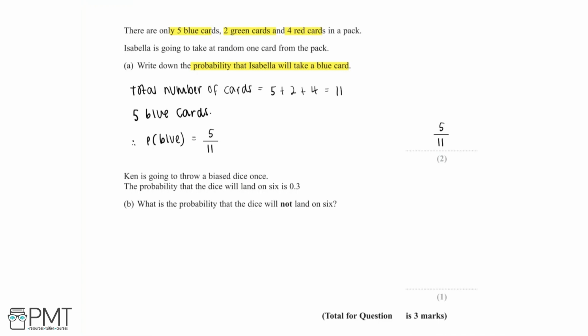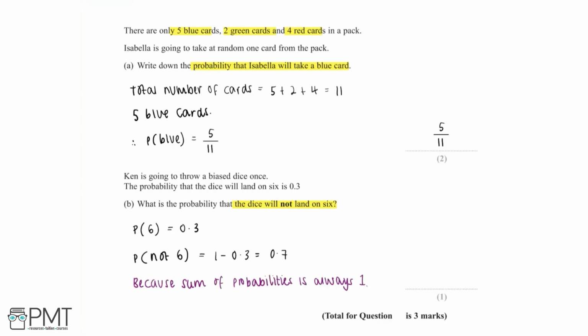Now we're told that Ken is going to throw a biased dice once. The probability that the dice will land on 6 is 0.3, and in part B, we need to find the probability that the dice will not land on 6. Well, we know that the probability that the dice will land on 6 is equal to 0.3. Now the sum of probabilities is always equal to 1, and so if the probability that the dice will land on 6 is equal to 0.3, the probability that the dice will not land on 6 would be equal to 1 take away 0.3, which is equal to 0.7. And so we can see that the probability that the dice will not land on 6 is equal to 0.7.